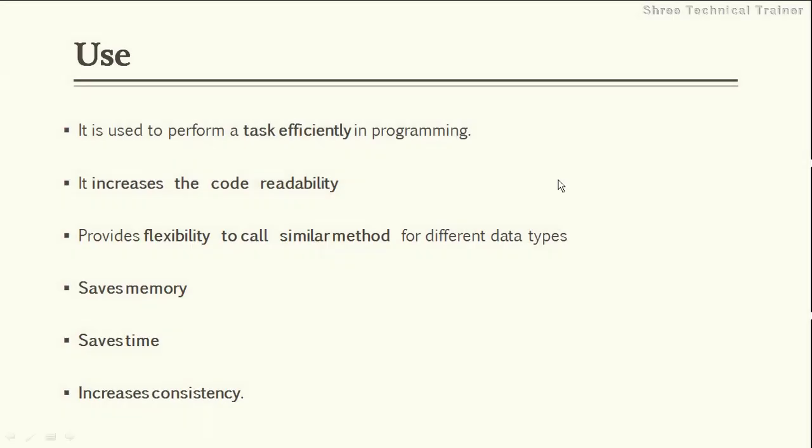So we have seen what method overloading is, what the ways are, and you have seen simple examples, right? So what is the use of method overloading? It's used to perform tasks efficiently in programming. It's used to increase the readability of the program. It is also very flexible to call similar methods for different data types, and it saves time and increases the consistency of the program. It also saves memory. So in this way we can use method overloading.